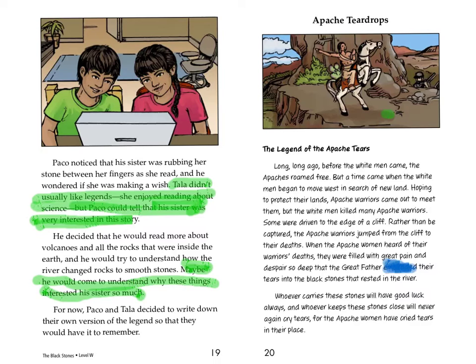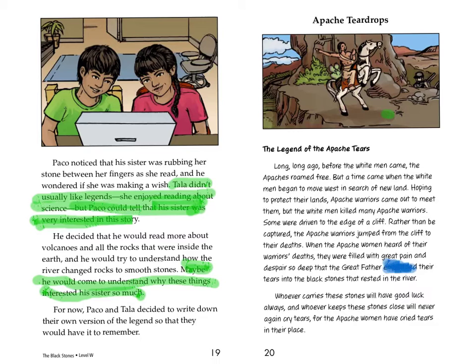"Rather than being captured, the Apache warriors jumped from the cliff to their death. When the Apache women heard of their warriors' death, they were filled with great pain and despair so deep that the Great Father embedded their tears into black stones that rested in the river." What do you think we might replace embedded with? What's another word? What would make sense there? Jack? Maybe put their tears in the black stones.